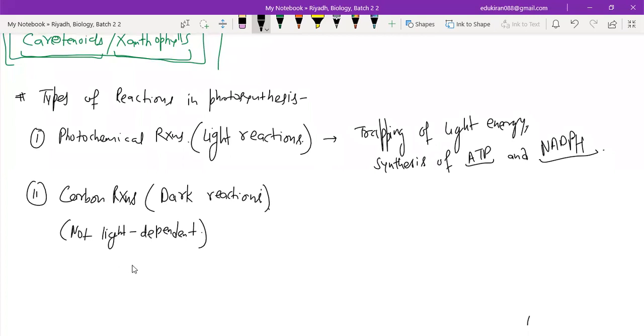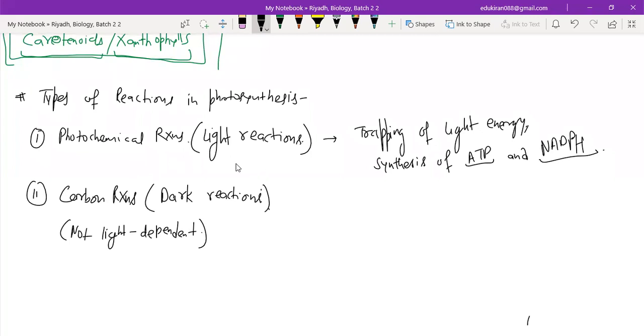So if the question in entrance comes that which reactions happen throughout 24 hours in the photosynthetic pathway, then which reactions happen throughout all the time? Dark reactions. Okay? Yes, sir. Dark reactions does not mean that they happen in the dark. It means that they are not light dependent. So they are happening during the day also and during the night also.